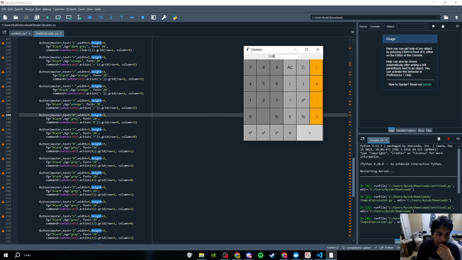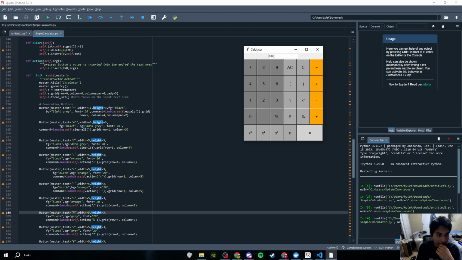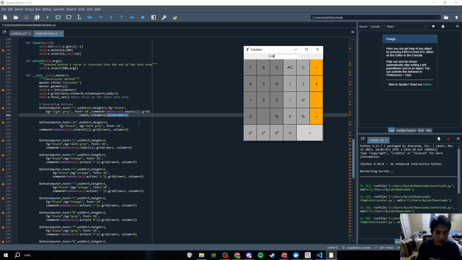BG is responsible for the background color. So for the button, since it's a little bit bigger, you span it so that it covers two columns, and this is the function responsible for that. Row puts the button on specific row, and column.